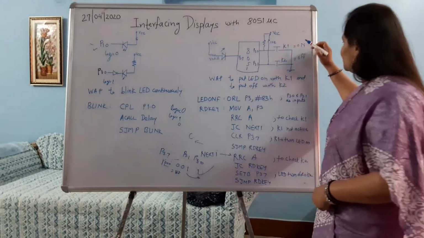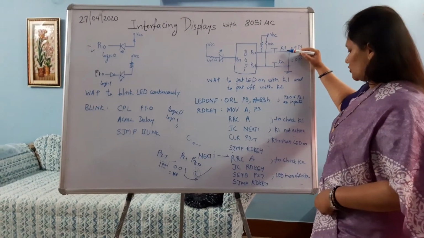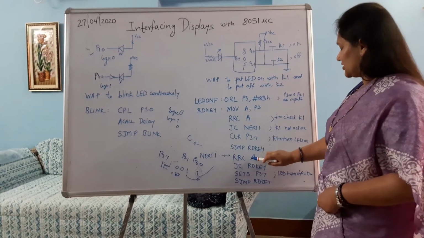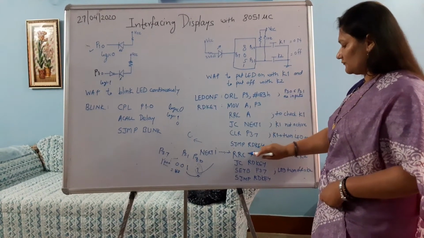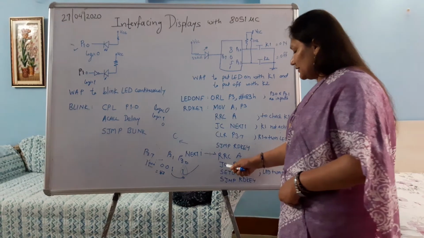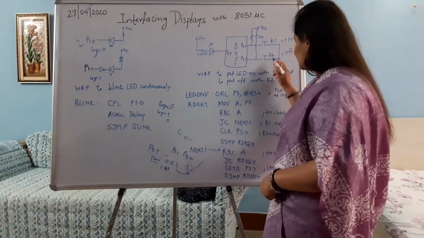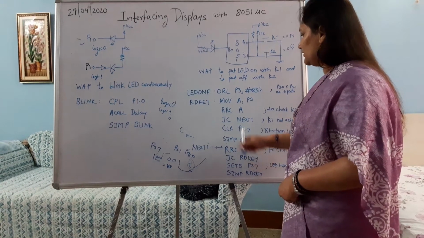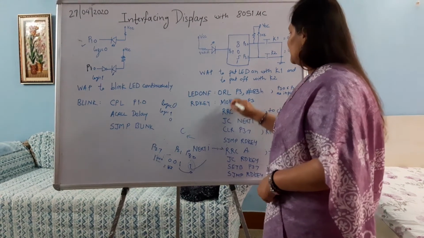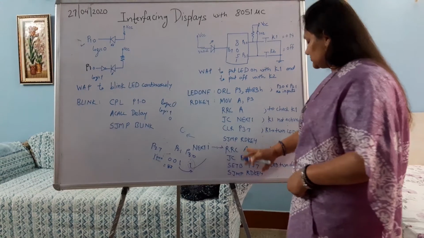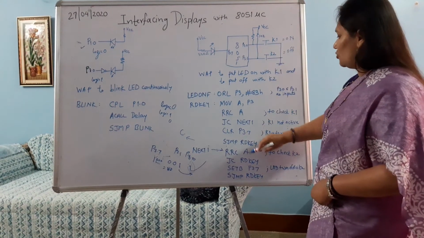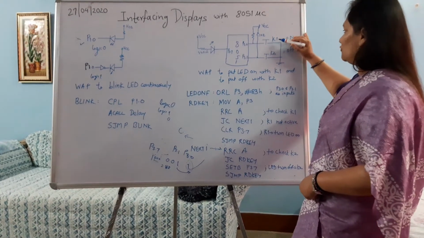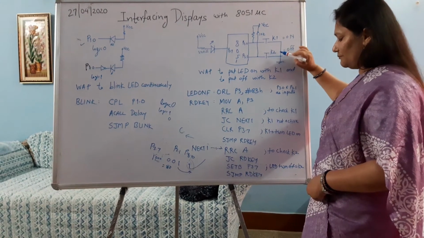That means when you are satisfied that K1 is not pressed, you are going for checking whether K2 is pressed or not with this instruction. And again, if carry is set, that means K2 is also not pressed. So if it is also not pressed, you are again going to read the key. That means you are again reading both the keys. You will still go to this particular routine until you find either of these keys pressed.